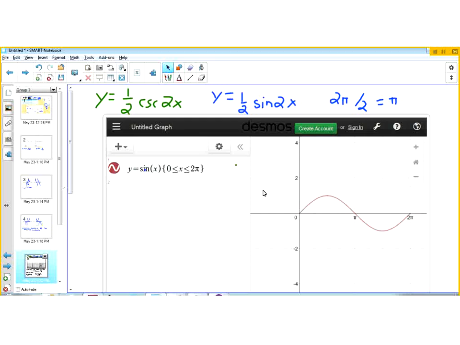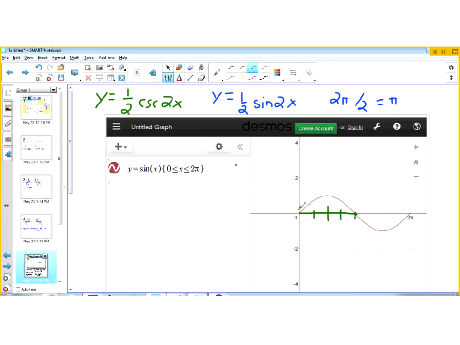Now, to graph 1/2 sine 2x, we start off by compressing the sine function to a period of pi. So our new period for the sine function is pi. Identify 0 to pi, and then we slice the interval, this green interval, into quarters. This would be pi halves, this would be pi fourths, 3 pi over 4, and then pi.